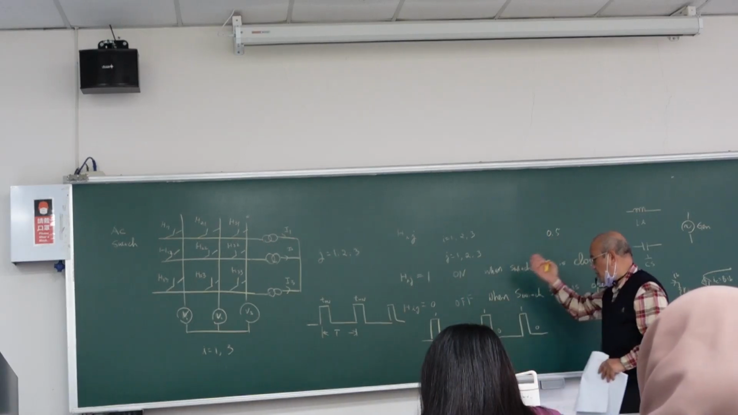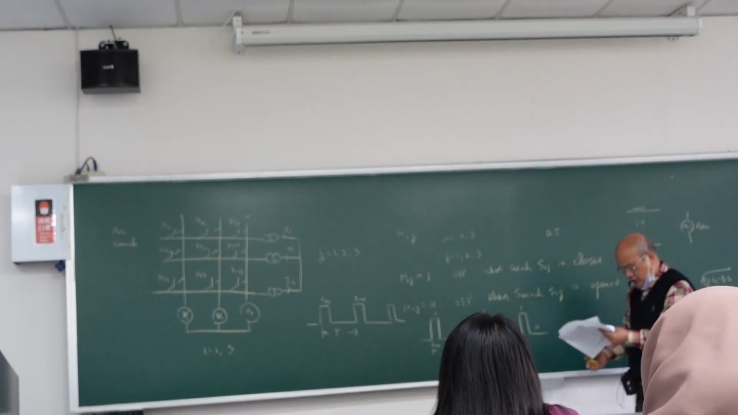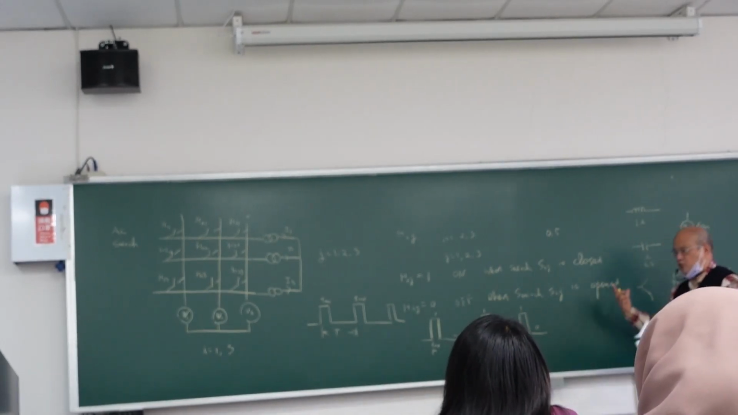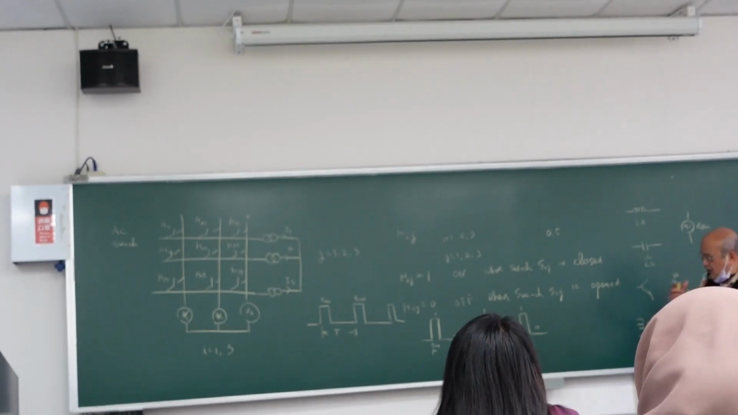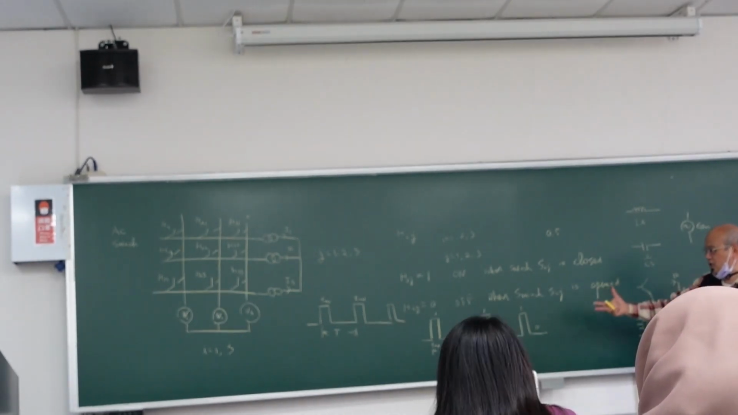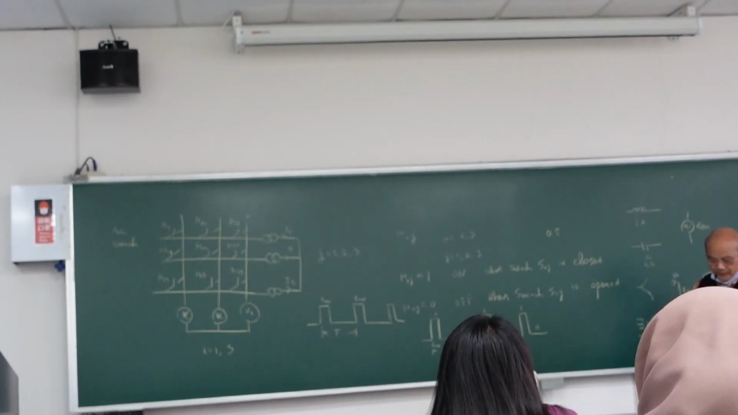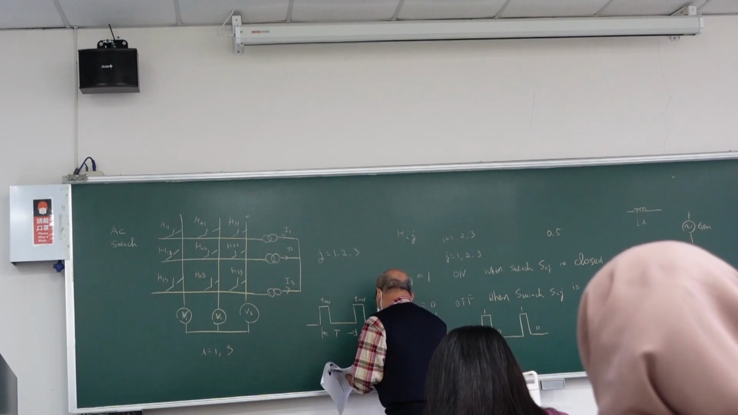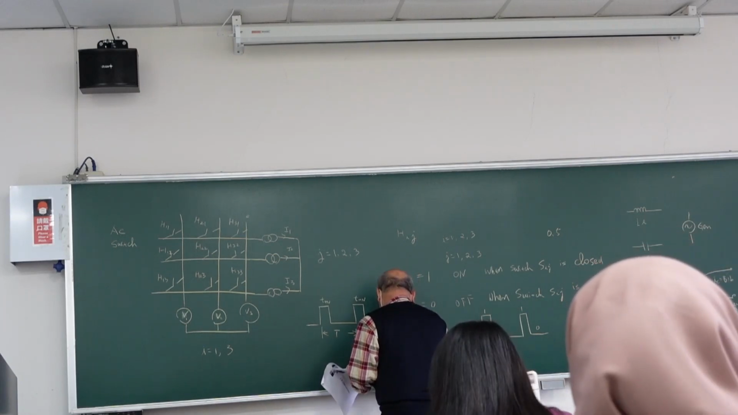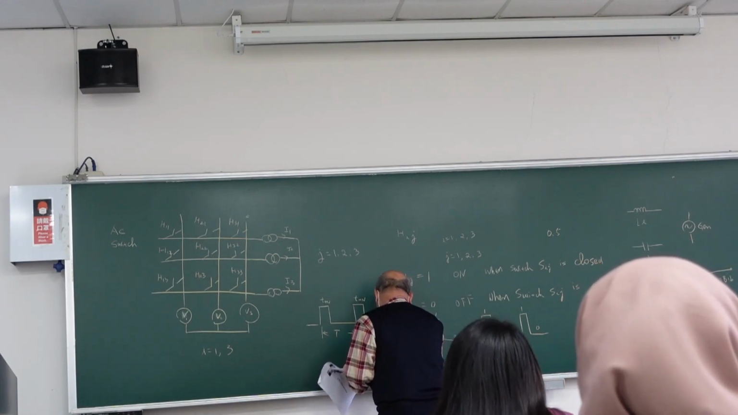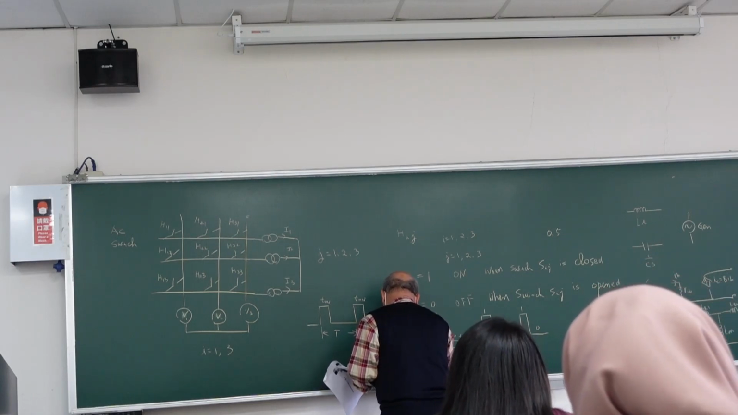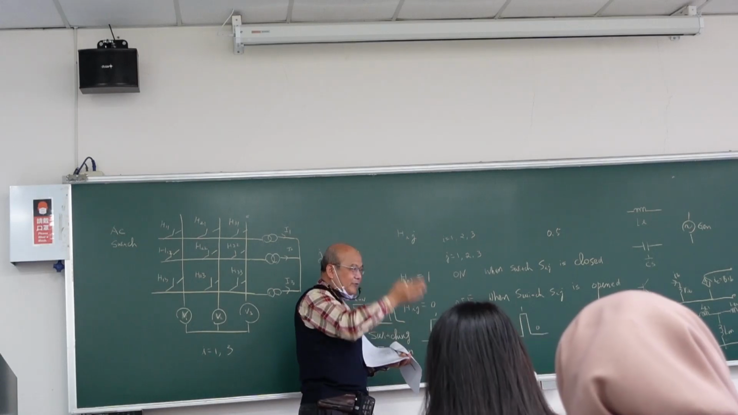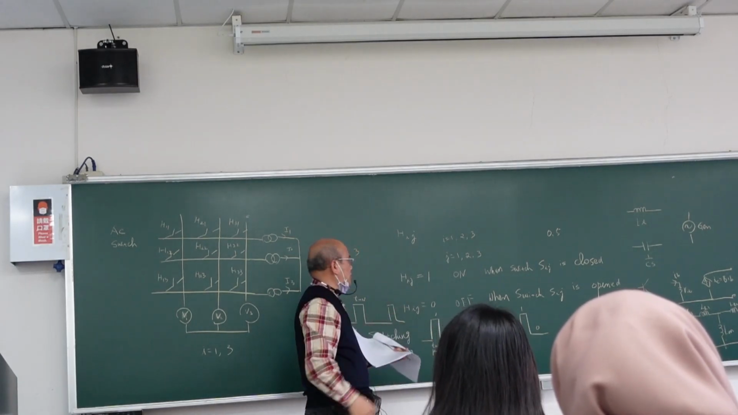So if the switch is on, 1. If the switch is off, 0. So this is the switch. So we can describe the switch by using this kind of symbol. So what is this? This is the switching function. So what is a switching function? If you turn on, then it becomes 1. If you turn off, then it becomes 0.